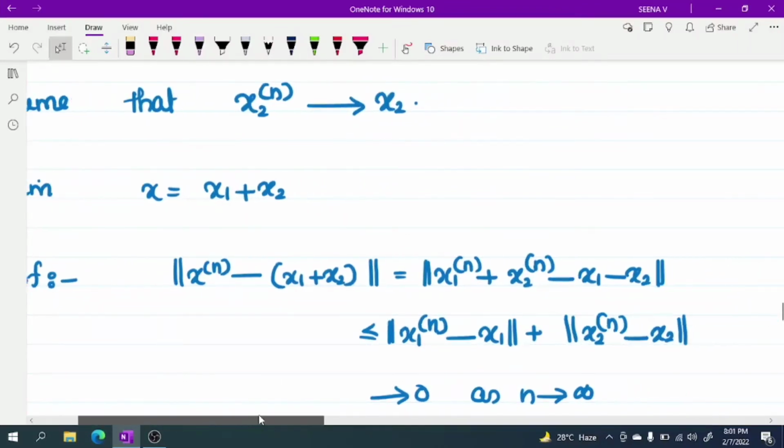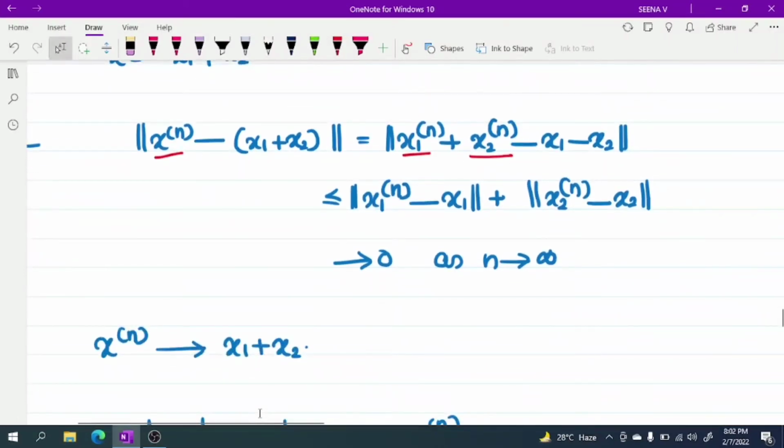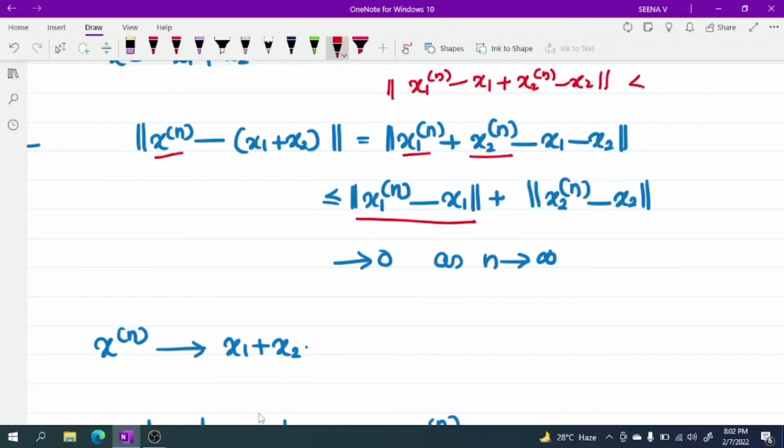We are replacing xn by x1n plus x2n. So this you can arrange as x1n minus x1 and x2n minus x2. This you can write as norm of x1n minus x1 plus x2n minus x2. And this is less than or equal to, by the triangle inequality, as x1n converges to x1 and x2n converges to x2, this norm also tends to 0.